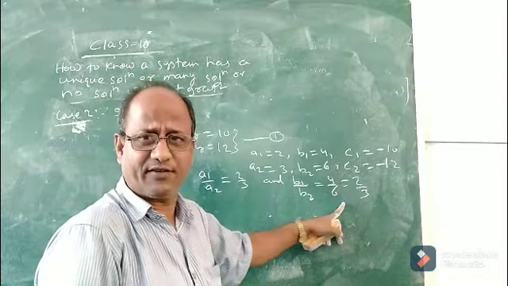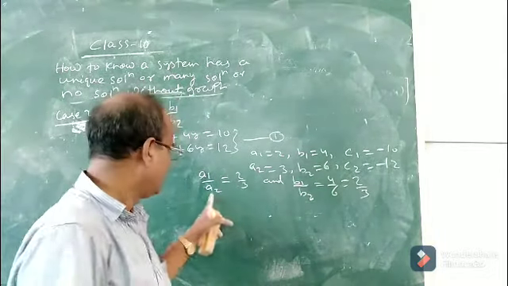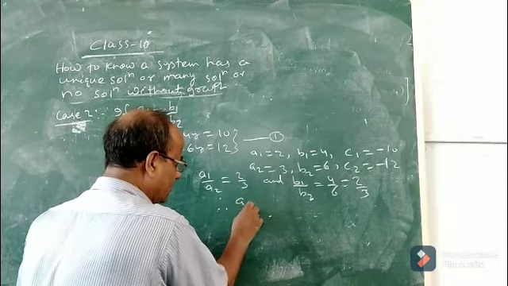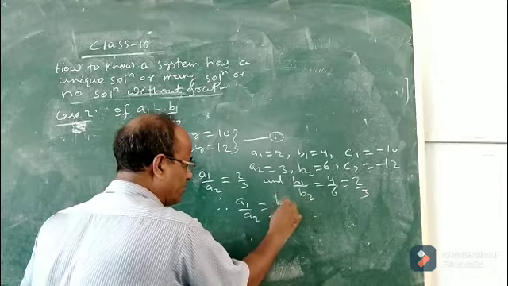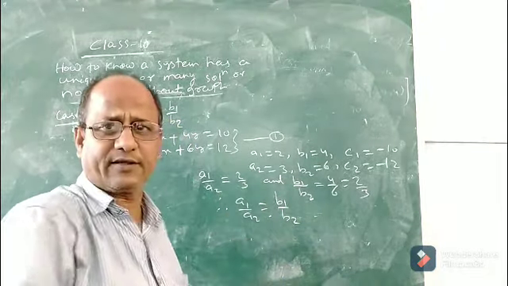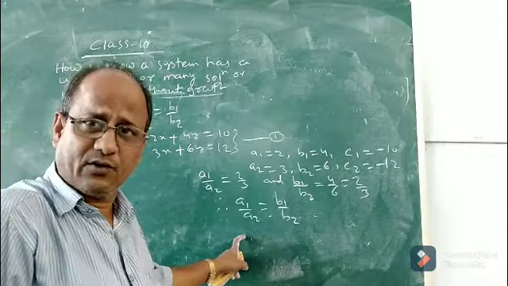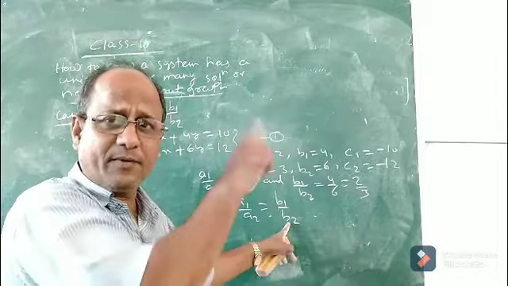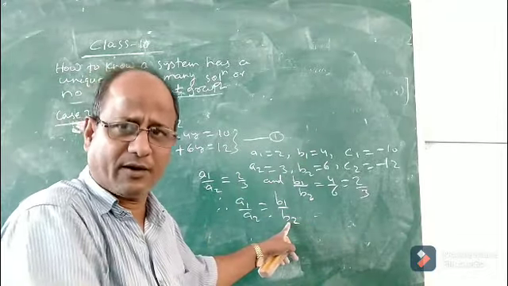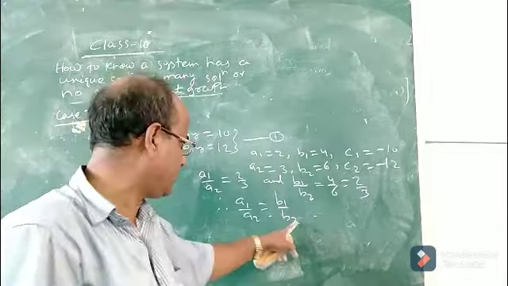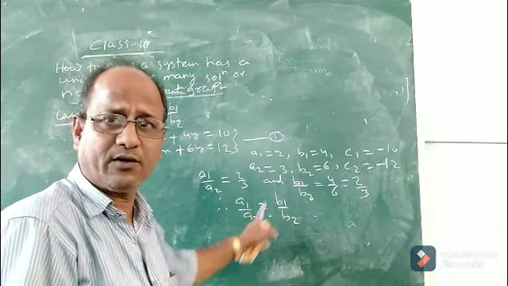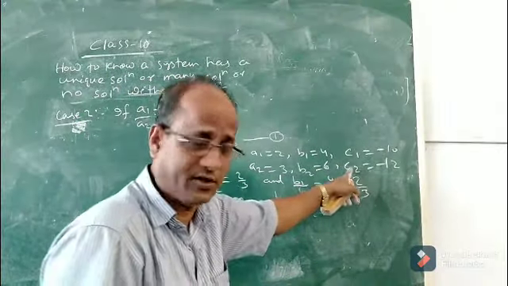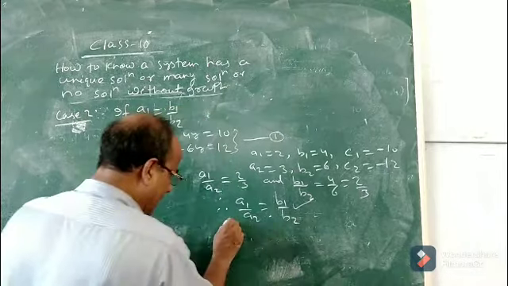So children, what do you notice here? The ratios A1 by A2 and B1 by B2 are the same. Therefore the conclusion is A1 by A2 is equal to B1 by B2. So what is our next step? In the previous case I said if A1 by A2 is not equal to B1 by B2, then the system will have a unique solution. But now we got the same value of A1 by A2 and B1 by B2, so we will find the third ratio, C1 by C2.